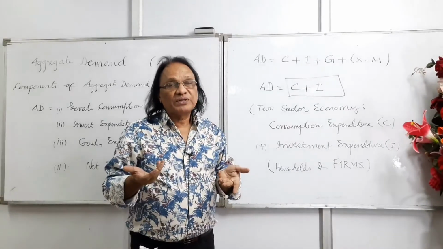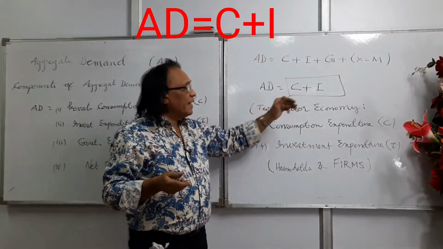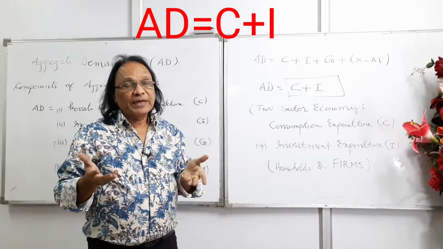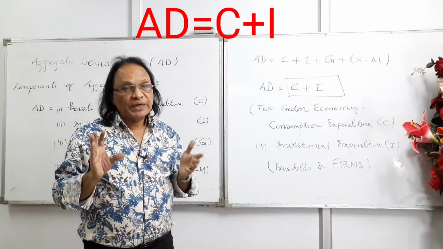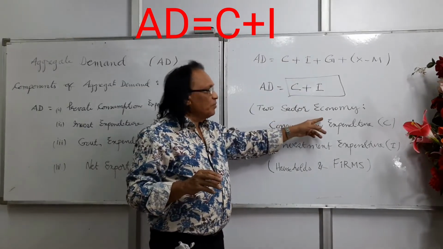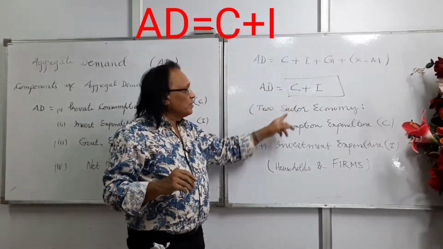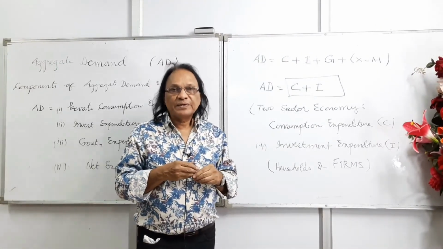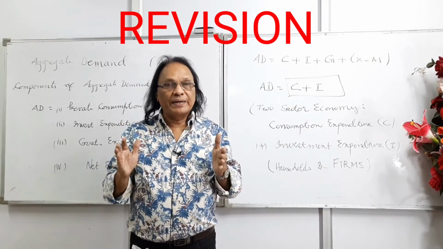Later on, when we go to other chapters, like determination of income and employment, we write AD as C plus I. So G and X minus M are missing here. So why do we write it as AD is equal to C plus I? Because in your syllabus, we are studying only two sectors, households and firms. So two-sector economy we are discussing, that is households and firms. That's why we are taking into consideration only consumption expenditure plus investment expenditure.